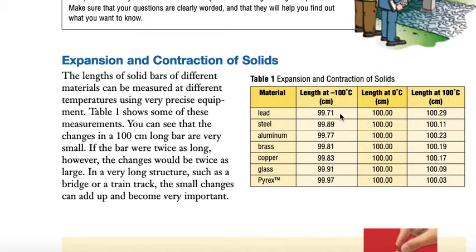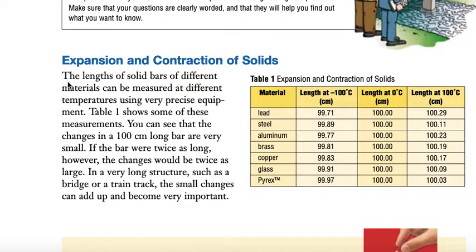So you can see that as it's cold, it's shorter than it is when it's warm. Same thing with steel. It's shorter than when it's warm. Aluminum is shorter when it's cold than when it's warm. It talks about brass, copper, glass, and Pyrex. Here's the explanation. Expansion and contraction of solids.